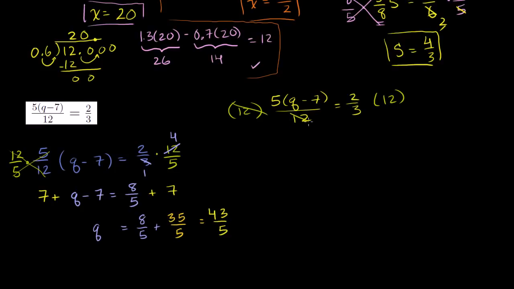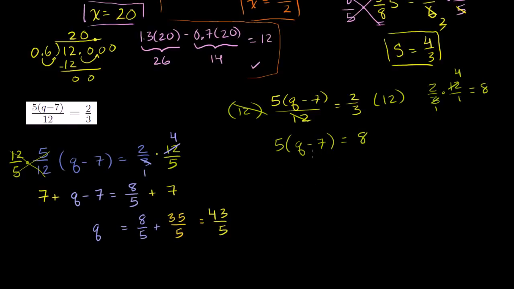So these are going to cancel out, and you're going to be left with 5 times q minus 7 is equal to 2/3 times 12. That's the same thing as 24/3. So this is, let me write this, 2/3 times 12/1 is equal to, well, if you divide that by 3, you get a 4. Divide that by 3, you get a 1. It's equal to 8. So we get 5 times q minus 7 is equal to 8.